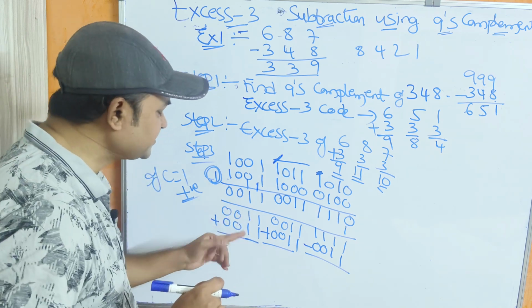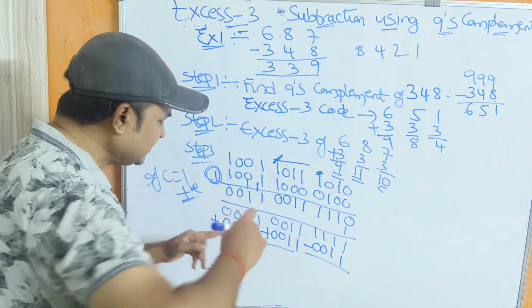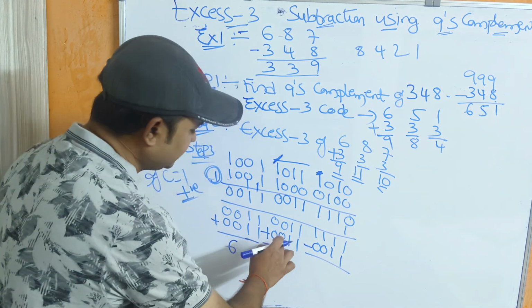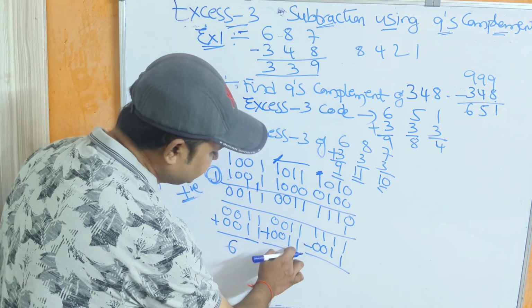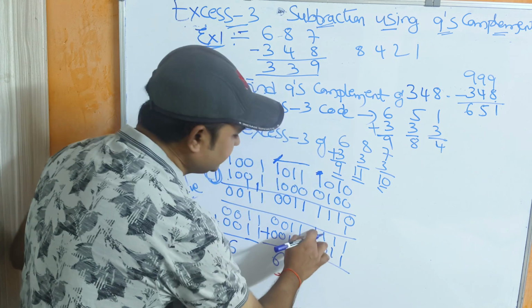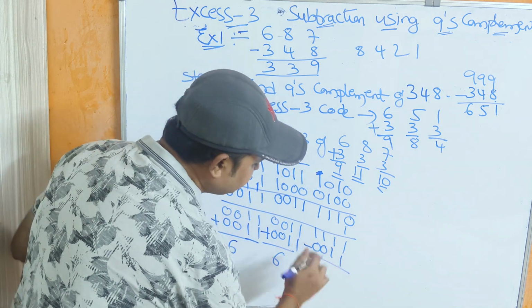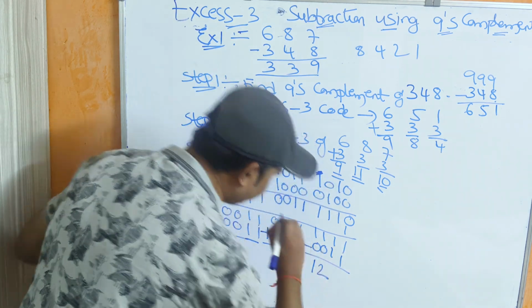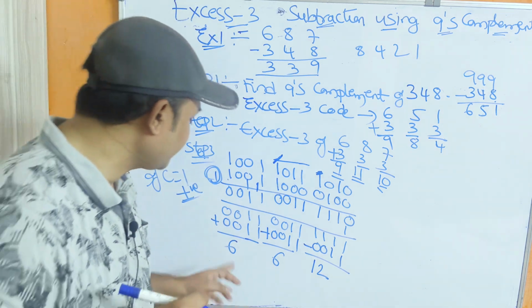So 3 plus 3 means, so this is what? 3, this is 3. 3 plus 3 means 6. Next, this is 3, this is 3. 3 plus 3 means 6. This is 15 and this is 12. 15 minus 3 means 12.